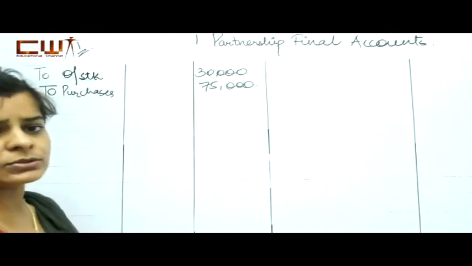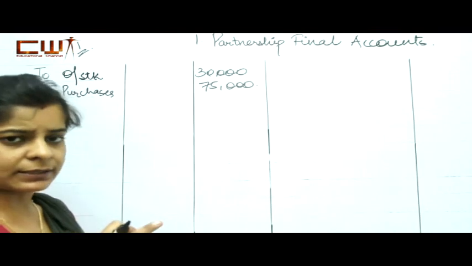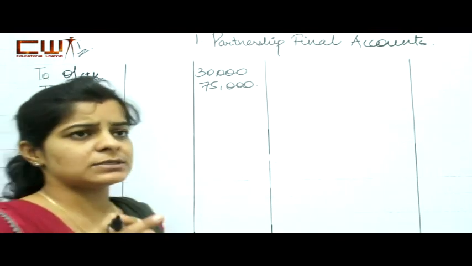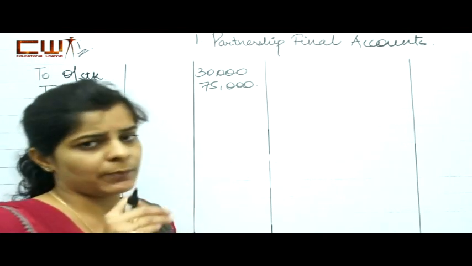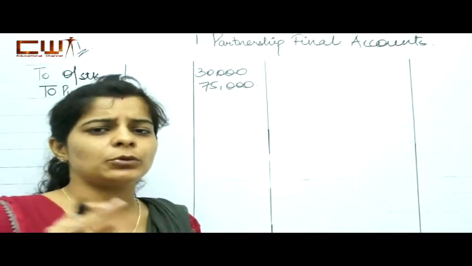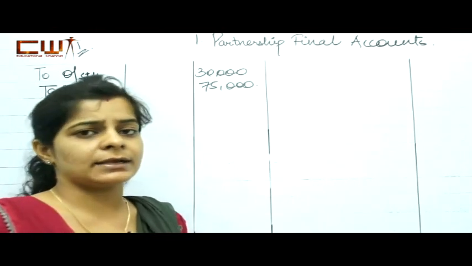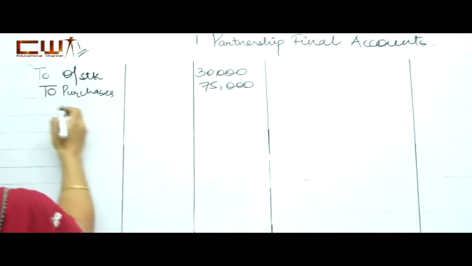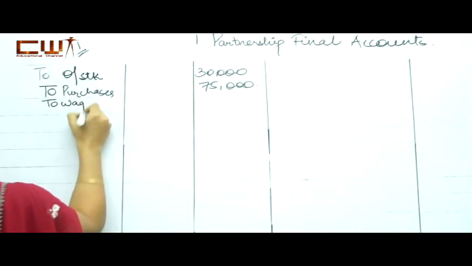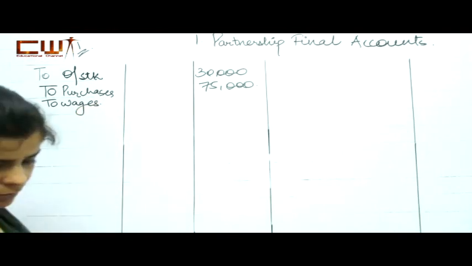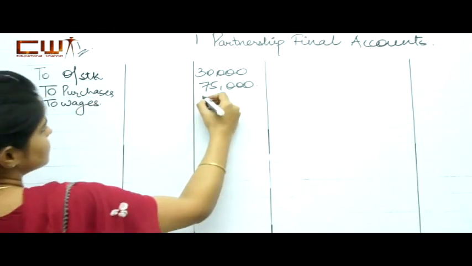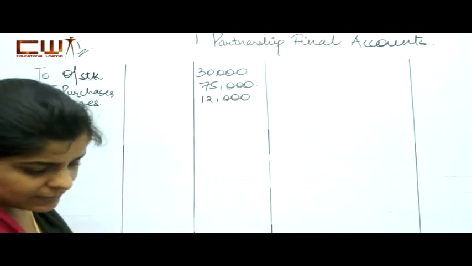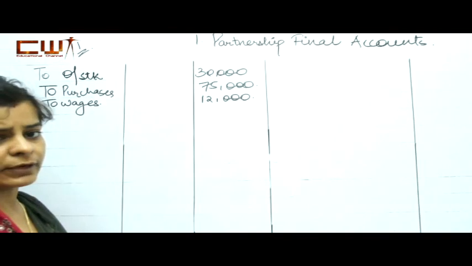Wages is given as 12,000. Wages comes in the trading account, and salaries come in the profit and loss account, because wages are given directly to the people engaged in production activities, whereas salary is given to white collar people who are indirectly attached to production activity. So wages is always recorded in the trading account. There is no adjustment to wages, so write it directly: 12,000. The next item is salaries. That will not come here, that will come in the profit and loss account.